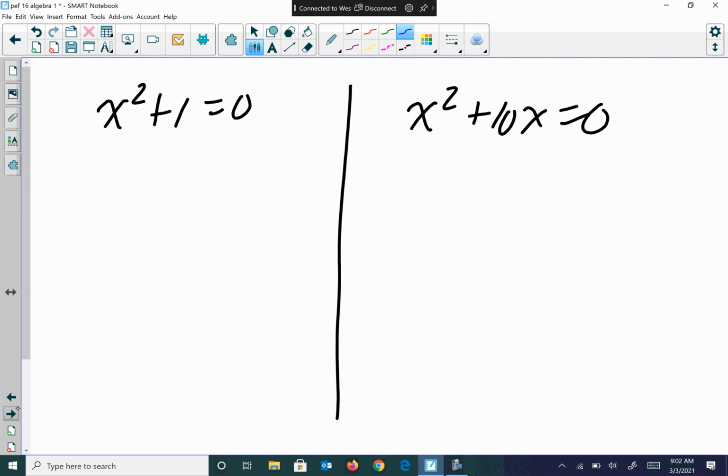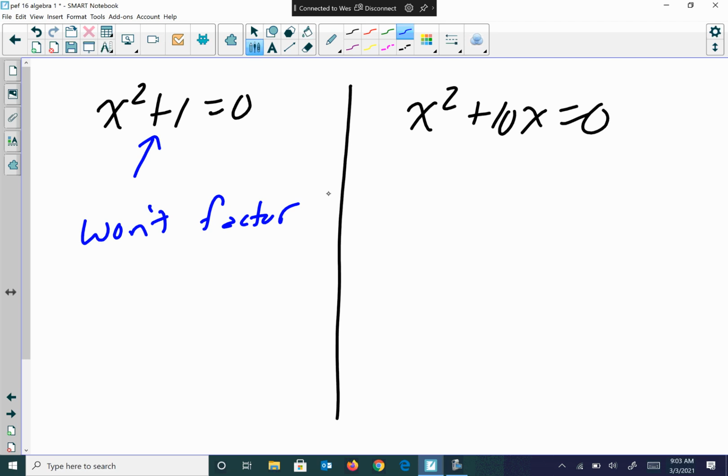Next problem. Ooh, I have only 2 terms. Okay, x squared is a perfect square because x times x is x squared. 1's a perfect square because 1 times 1 is 1. Is this a subtraction sign? Not this week. This one won't factor. Okay, it does indeed have a solution. You don't need to know what that solution is yet because you'll see it in Algebra 2.